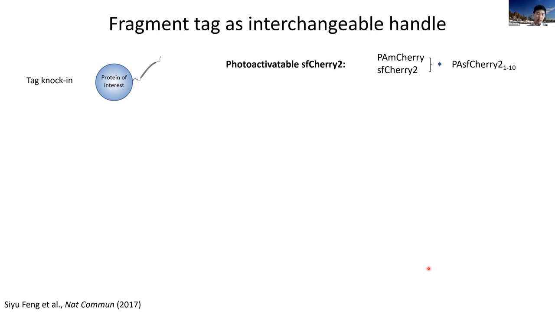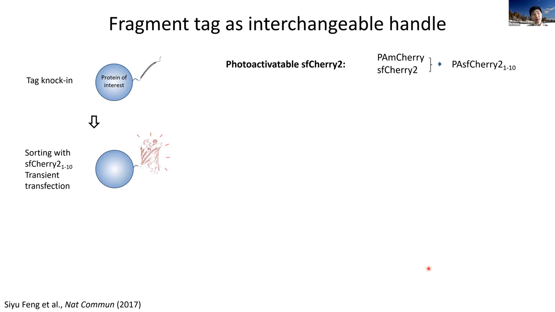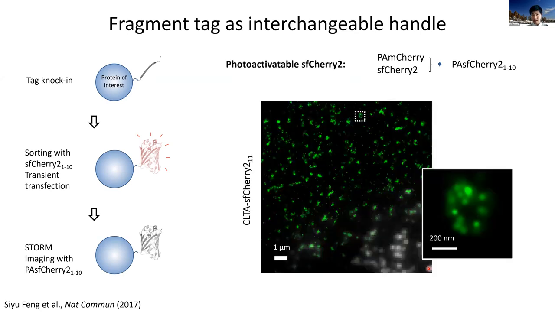But the challenge is that PA mCherry is non-fluorescent before activation. So we cannot do the sorting in the same way as when we're tagging a protein with simple SF cherry. But because this is a binary system, we can switch the functional fragment. We could express SF cherry and sort the target, and then when we're imaging, we express PASF cherry, so that in this population, as illustrated for the class 3 labeling, we can get STORM images of endogenously tagged class 3.